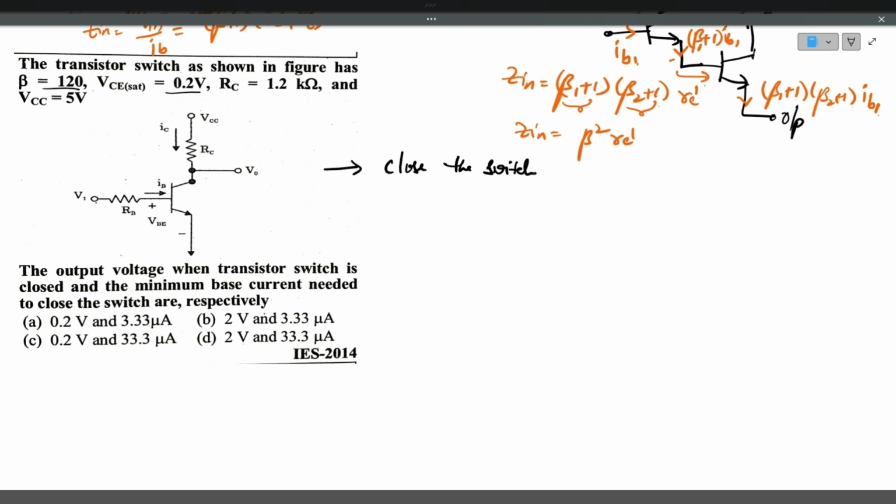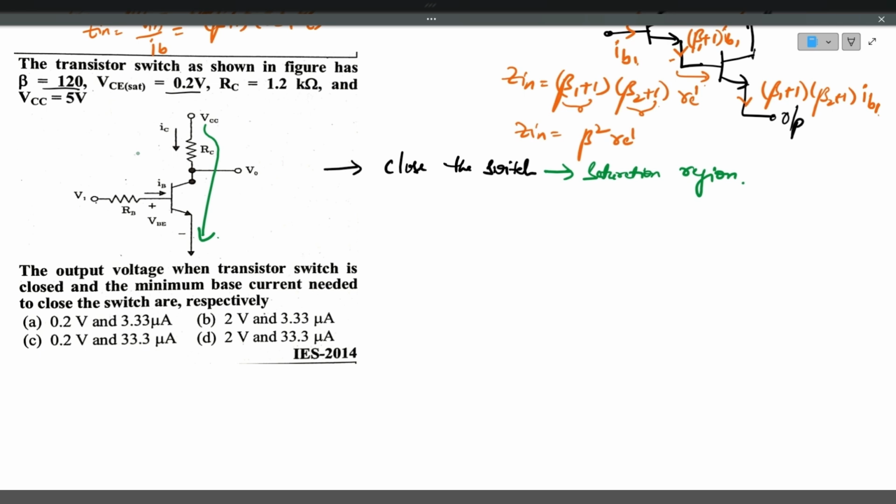What does it mean? The switch is in, and the transistor is operating in the saturation region. So when the transistor is in the saturation region, you have to take two KVLs: the output loop KVL and the input loop KVL.